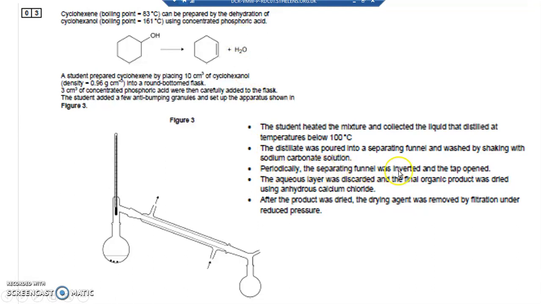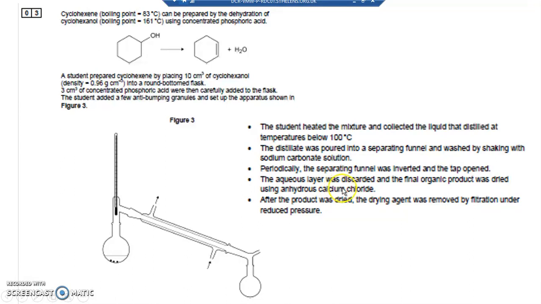Periodically the separating funnel was inverted and the tap opened, presumably because sodium carbonate makes bubbles of carbon dioxide with an acid. So sodium carbonate can be used to test for acids, but it makes carbon dioxide. So the separating funnel was inverted and the tap opened, presumably to release the pressure. The aqueous layer was discarded and the final organic product was dried using anhydrous calcium chloride.